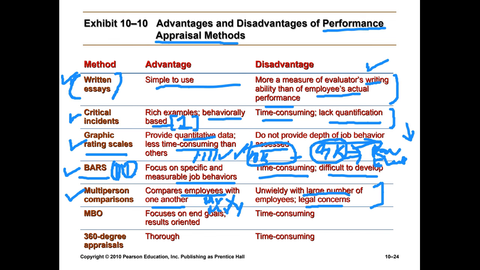This is management by objective. We had studied this. This is when the supervisor and the employee sit together and discuss what is to be done, set their targets, and try to achieve those targets. This can be one of the most effective ways. The advantage is that it focuses on the end goals. Whatever target they're setting, that's what we are looking for. It is result oriented, not process oriented.